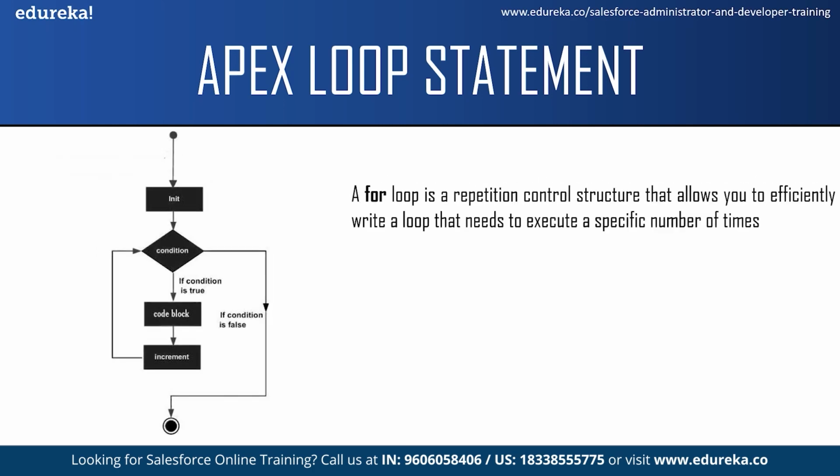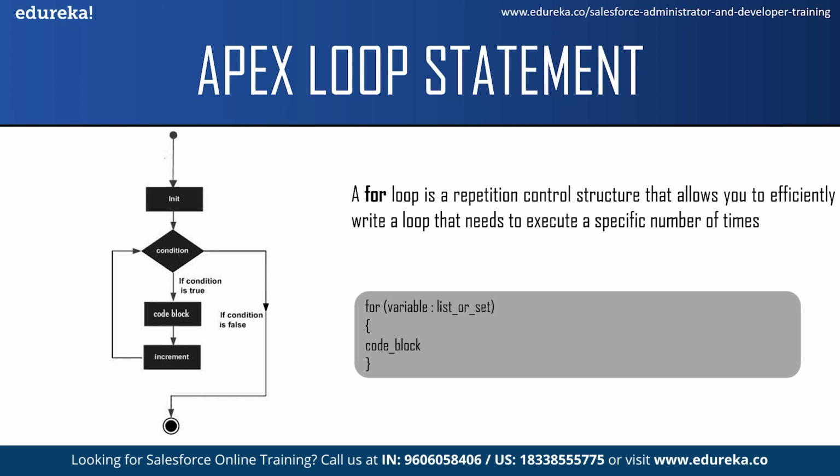Now let us move on to the third loop, which is the for loop statement in Apex. A for loop is a repetitive control statement that allows you to efficiently write a loop that needs to be executed a specific number of times. There are different ways of writing a for loop in Apex, but here is the syntax for the list or set iteration. The syntax starts with the for keyword followed by the variable and the list or set you want to iterate. Then it has the body of the code. Now let me switch back to my Salesforce console to show you the working of the for loop.